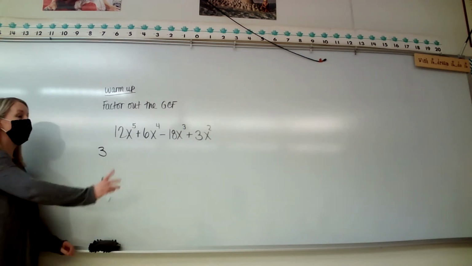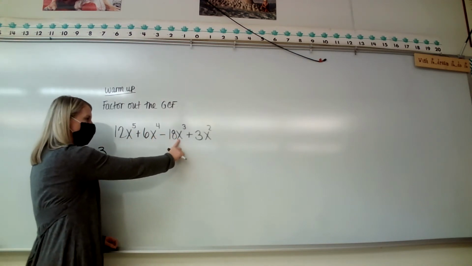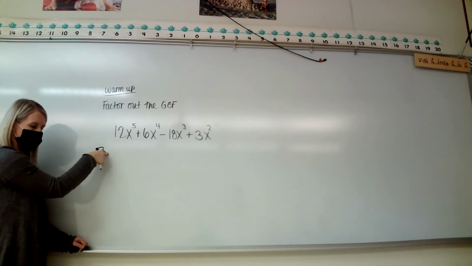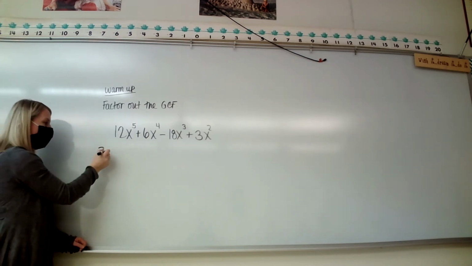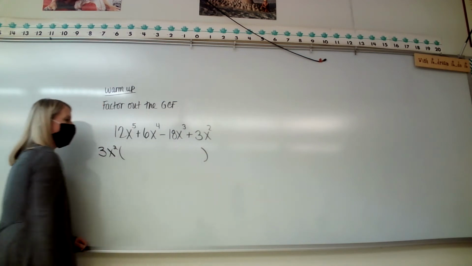Okay, and then let's see if you remember from yesterday: if I have x to the fifth, x to the fourth, x to the third, x squared, what should I put in my GCF? Does anyone remember? Smallest exponent. Love it. The smallest exponent, so that would be x squared. Beautiful. Thank you so much.